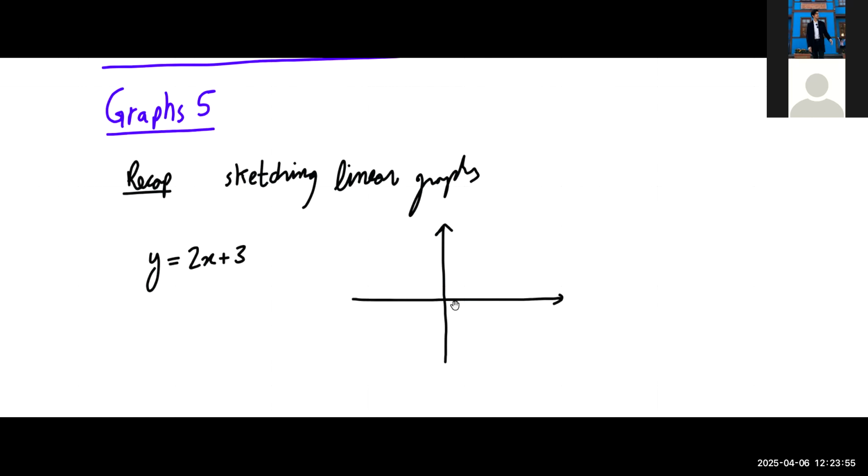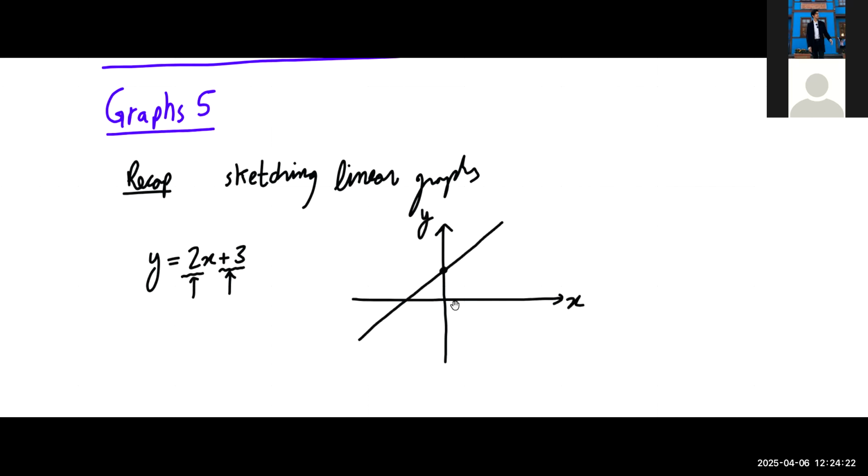So where do you think the y-intercept of this graph is going to be? At 3, because that is your y-intercept. And is the slope going to be upwards or downwards? Positive or negative? Positive. Yeah, because this is positive. So we get a line something like this. Okay, that's my first question to you.